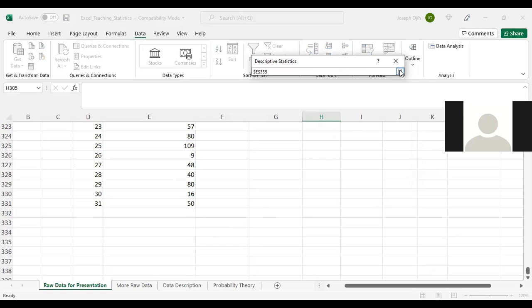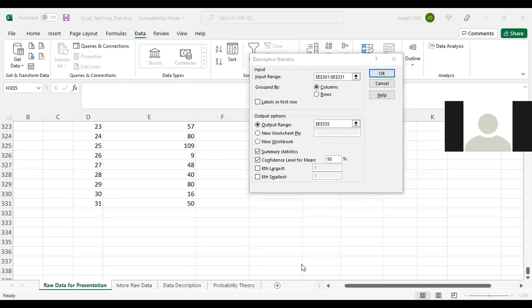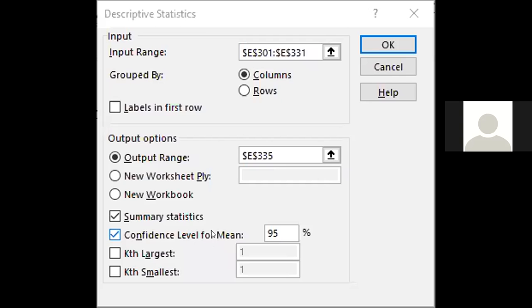Okay. Now, put some of the statistics. This one is 90, right? Hold on, let me see. It is 90. The question is 90. It says 90 degrees, 90%, right? Or wrong? Yeah, so that means you gotta choose 90 right here. Choose 90. You can see the confidence level for mean. Choose 90. So change this to 90. And that's I think everything will be there. And then click OK.